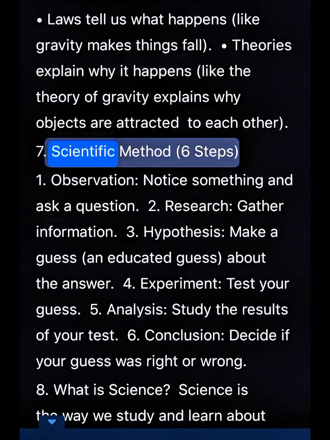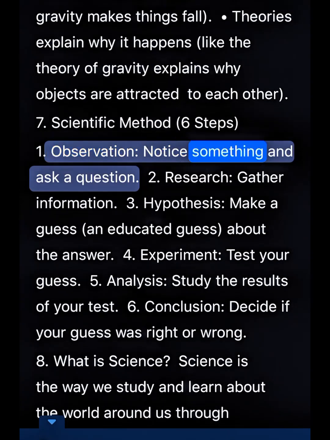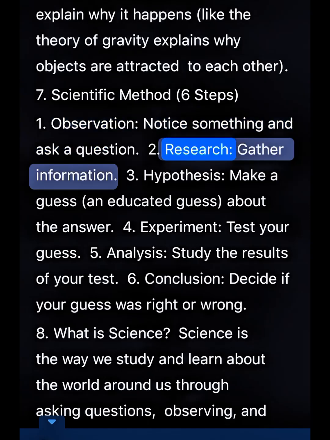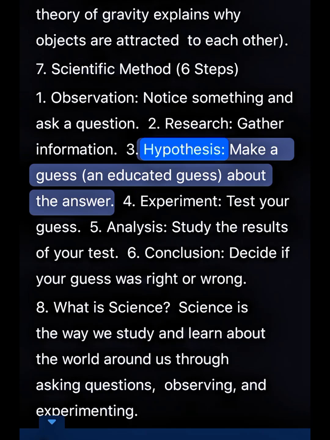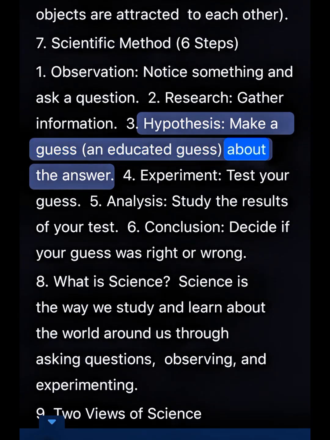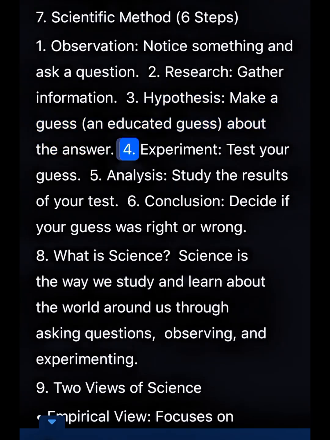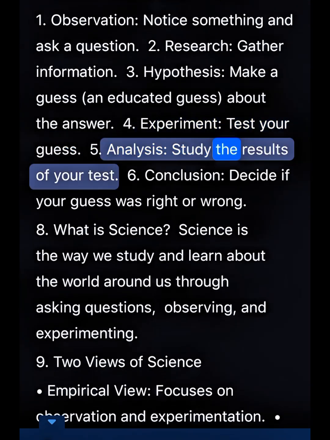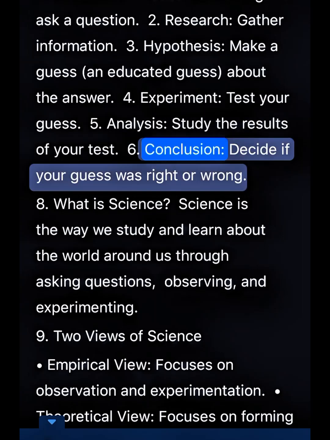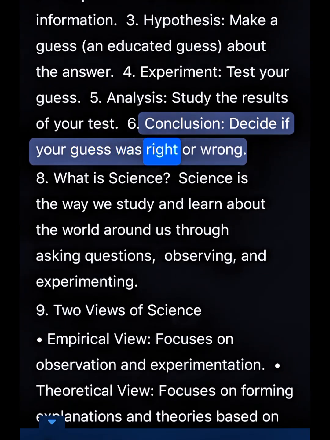7. Scientific method, 6 steps. 1. Observation. Notice something and ask a question. 2. Research. Gather information. 3. Hypothesis. Make a guess, an educated guess about the answer. 4. Experiment. Test your guess. 5. Analysis. Study the results of your test. 6. Conclusion. Decide if your guess was right or wrong.